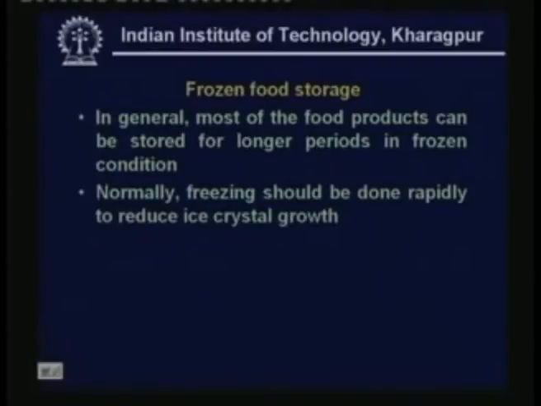You have to rapidly freeze the food products so that the ice crystal growth can be minimized. Now what happens if you freeze it slowly? If you freeze it slowly, the ice crystals inside the food products become bigger and they damage the cellular structure of the food products. So to avoid this, we have to freeze food products very fast.